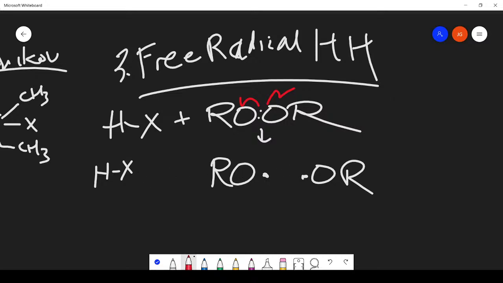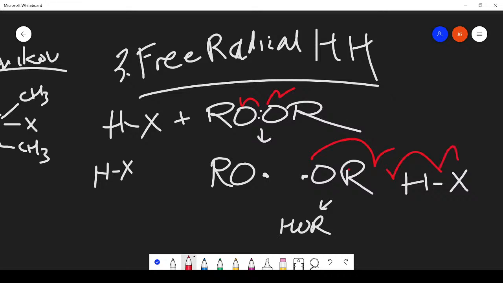Next, we're going to get this bond here broken. So it might be more accurate to do it like this. Right? So this HOR is going to form. We're going to get HOR. And this other electron will go to this halogen, and we're going to get this radical here.